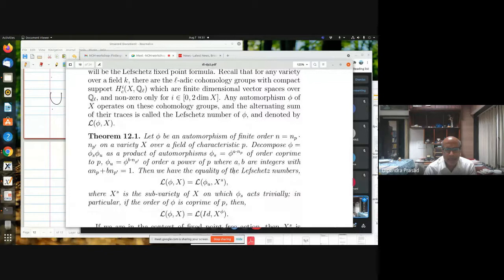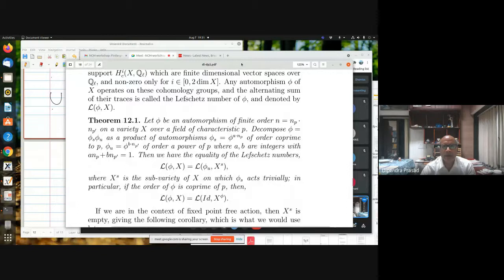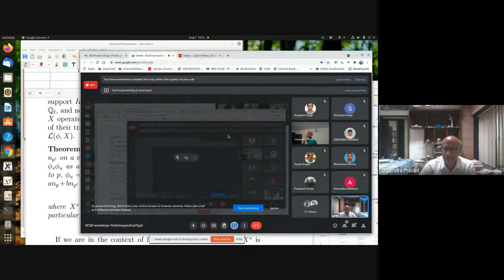We are trying to calculate the trace of action. A group G(F_q) is operating on a variety X, and we want to calculate the trace of this action on the cohomology. That is what we need to do. And this is what is called the Lefschetz trace formula.